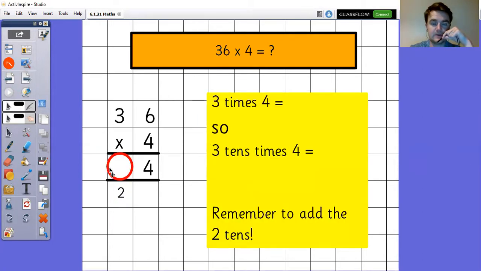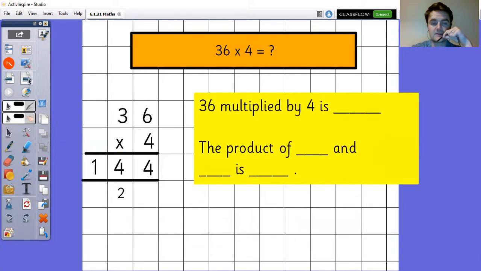So for my next part, I need to do 3 lots of 4, because 3 tens times 4 will give me that answer. 3 times 4 is 12, so I know 3 tens times 4 is 12 tens, which is 120 again. But then I need to add my 2 tens that I exchanged. So 12 plus 2 is 14, so I need to add 14 in there, which gives me my answer of 144. So the product of 36 and 4 is 144.